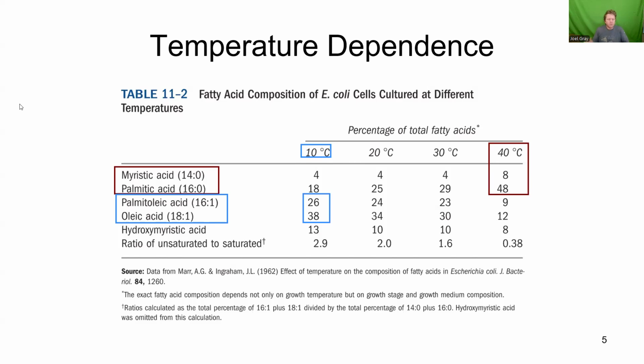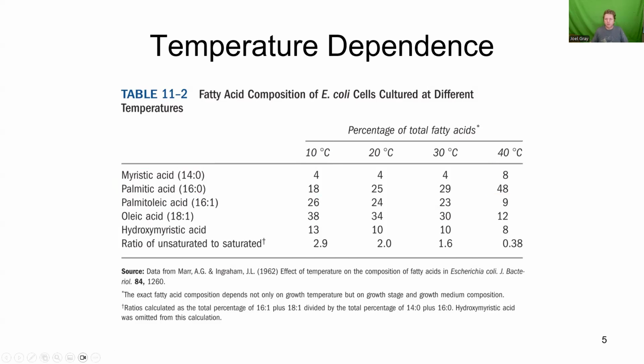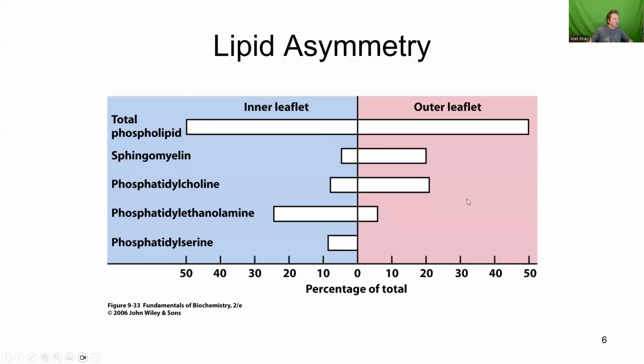coli is grown at. And I would imagine for other organisms as well. Okay, now when we move forward here, as I've talked previously in this lecture about your inner and your outer leaflet, the composition and distribution of different types of lipids is going to vary.